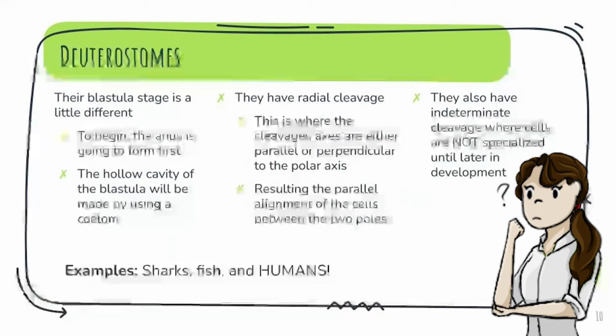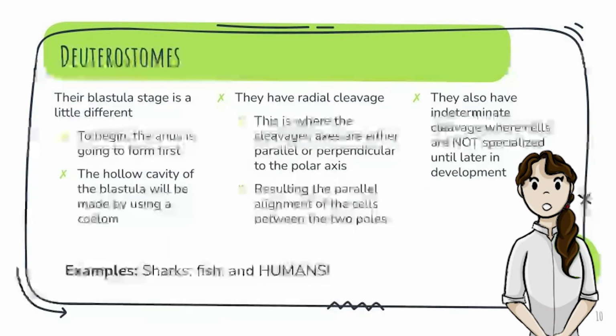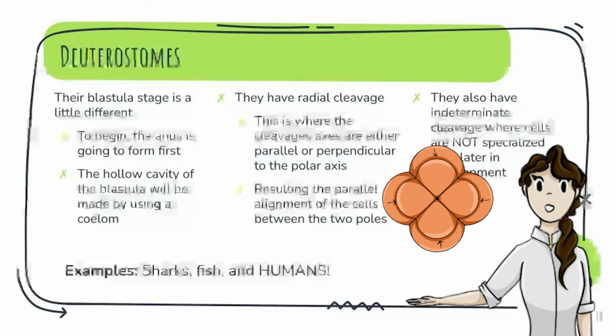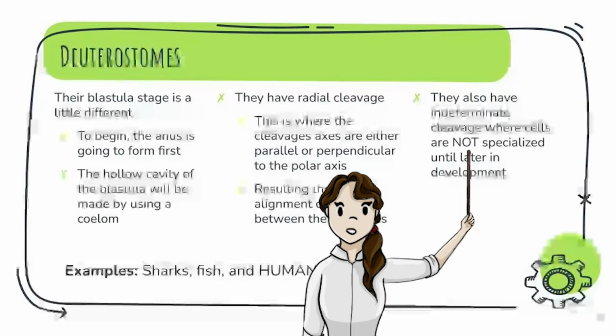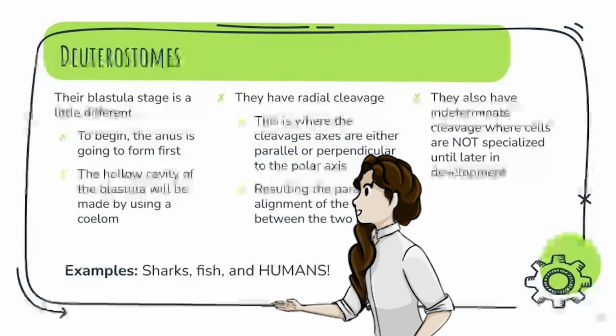Now, deuterostomes are a little different in their blastula stage because the anus is going to form first. The hollow cavity of the blastula will be made by using a coelom. They have radial cleavage, where the cleavage's axes are either parallel or perpendicular to the polar axis, resulting in parallel alignment of the cells between the 2 poles. And they also have indeterminate cleavage, where the cells are not specialized until later in development. Examples include sharks, fish, and humans.